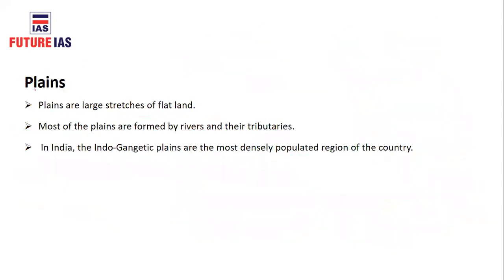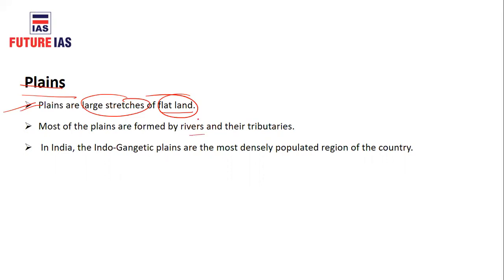Let's understand the plains. Plains is the largest stretch of flat land. Plains matlab kya hota hai? Ek flat land hota hai. That means you will not have major changes in the steepness of the region or the landform. So that means you will have minimum variations in the elevations of a particular landform, which is in the form of plains.